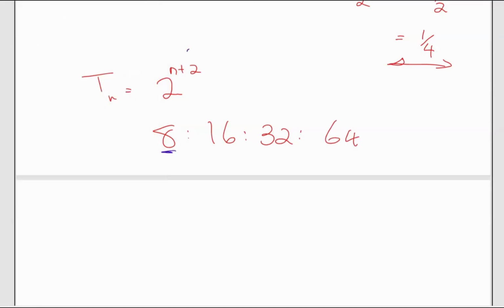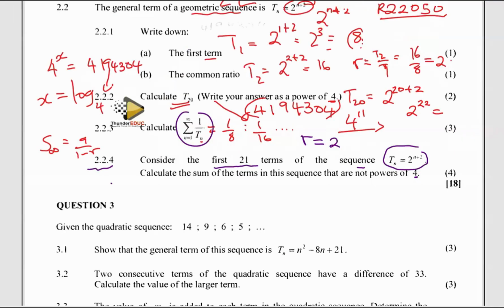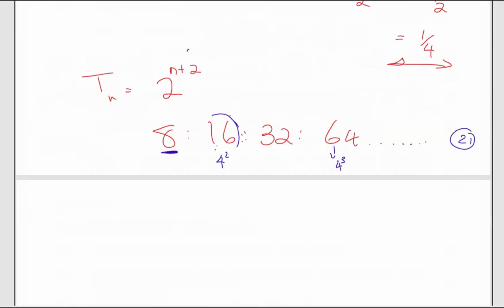So I know that 8 cannot be expressed as a power of 4. But 16 can, because that will be 4 squared. This 64 can, which is 4 cubed, and so on and so forth, up until the 21st term. So if I look at 16 as our first power of 4, because this is going to be the first power, the question is asking for the sum of those that are not. Okay, let's focus on the not. So which means our first term is 8, and then 32, and then we're going to have the next one.